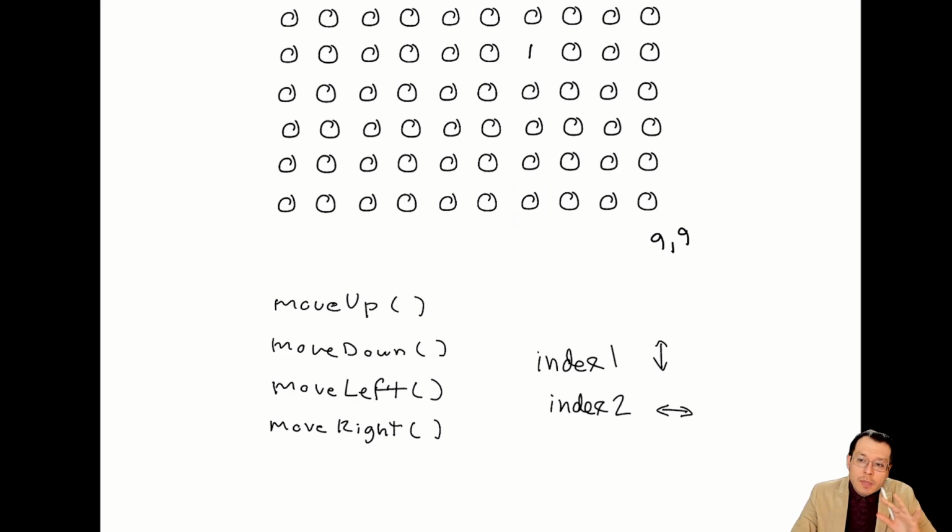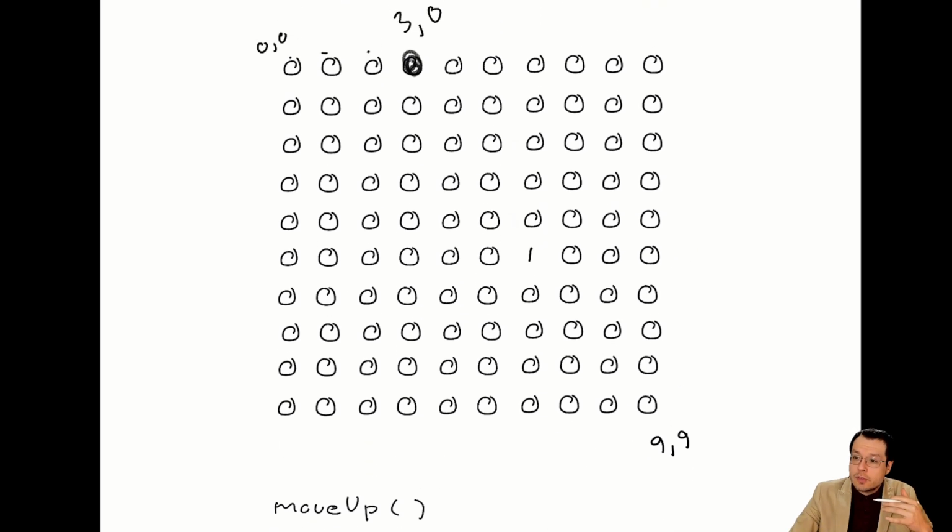It's only going to move one of them at a time. Move up is going to affect index 1, whereas move down will also affect index 1, but move left and right will affect index 2 because those move horizontally. So you're never modifying more than one index per function. And again, it might be a little bit unintuitive, but when you move down, you're actually increasing index 1 because of the way that the coordinates are set up.